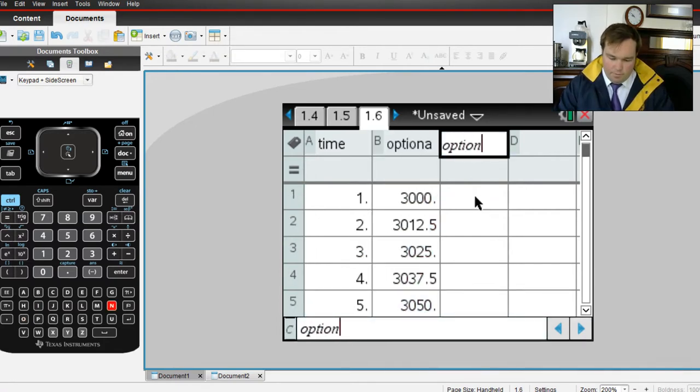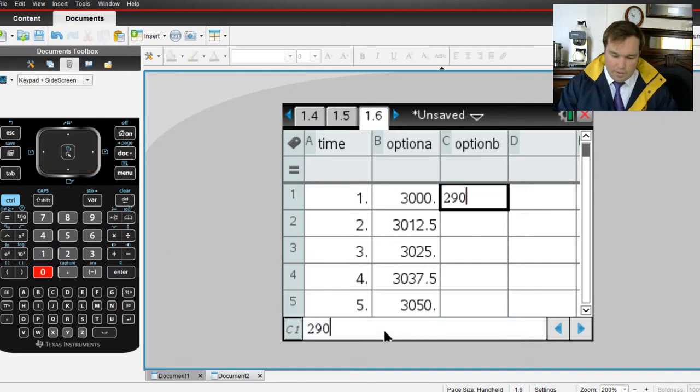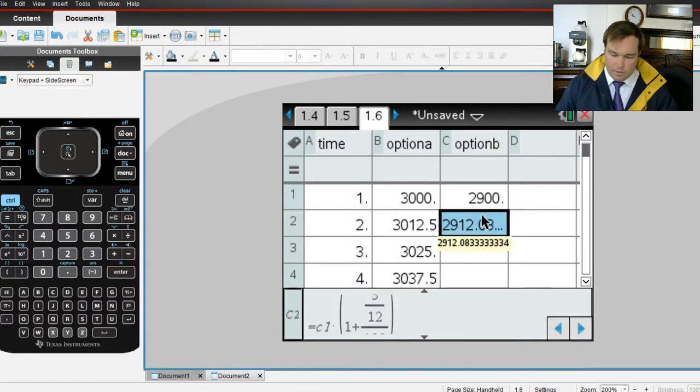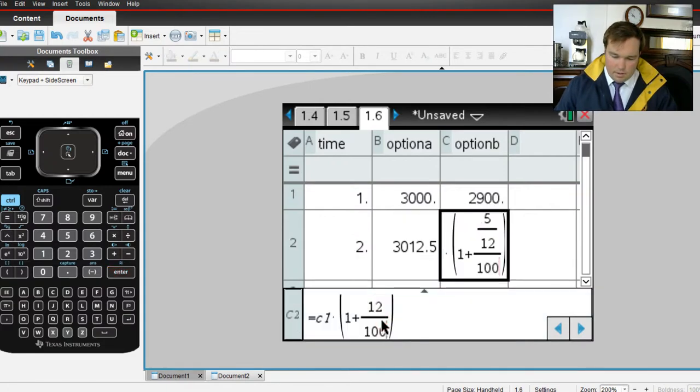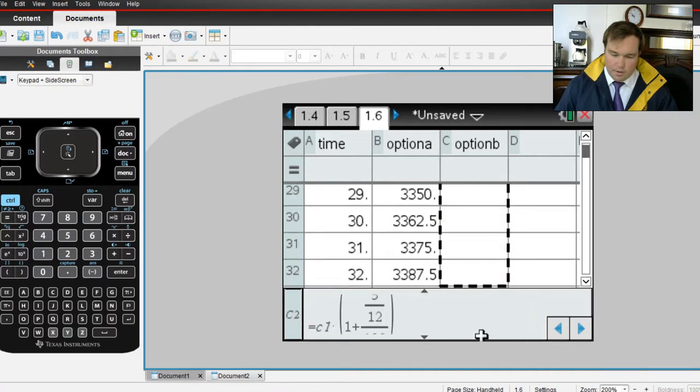Option B. Now, if you want to skip ahead, then you can see what's coming, great. Option B is the recursion. So it starts off with 2,900, and it goes up by 5% each time. 5% monthly though, so it's equal to the one above, multiplied by 1 plus 5 on 12 divided by 100, and that's what happens each time. Well, that's not right, is it? Oh, no, it is. Sorry. We're all good. Scroll it down. So it's going up by the monthly amount each time.